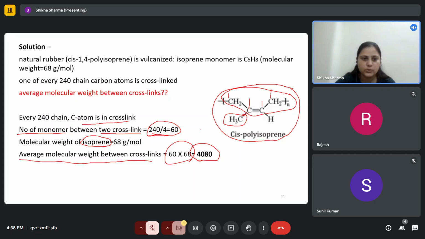So you understood why we took 4, not 5? Yeah, I understood. That's why we are taking 4, because the fifth carbon is not in the cross linking. We need to understand the structure in more depth, how the cross linking will be there in the polymer, so that we understand only four carbon atoms will be in the cross link. So we are dividing by 4. So we got the answer: the average molecular weight between cross links equals 4080.